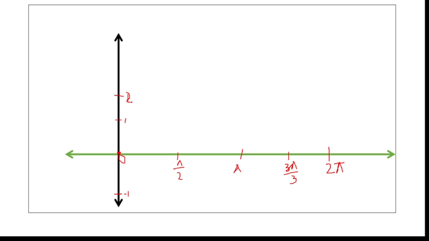So at 0, our sine function is 0. At pi over 2, our function has a maximum value, which is 1. At pi, our function is again 0. At 3 pi over 2, our function has the negative value, negative 1, and at 2 pi our function reaches 0 again. So we can join these points by using a smooth curve.